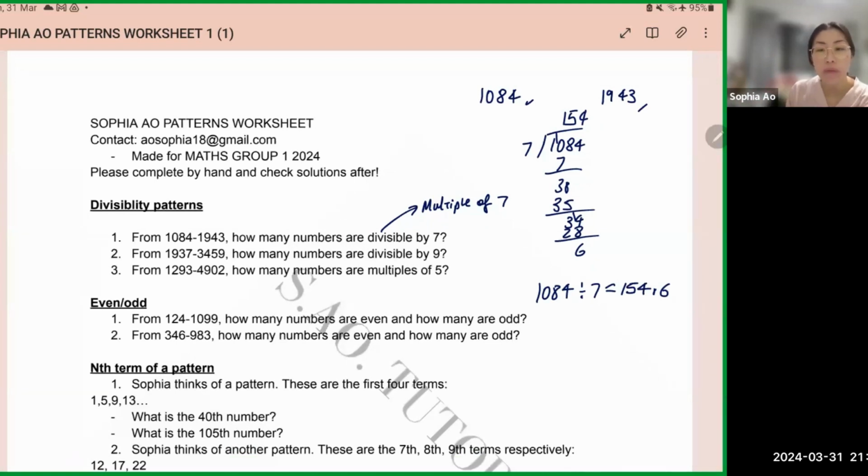So 7 times 154 does not make 1084. It's off by 6. If you did just 7 times 154, it would come out too small. So on the lower end of the range, we're actually going to have to round up when there is a remainder, okay? The smallest multiple that works here is 7 times 155.